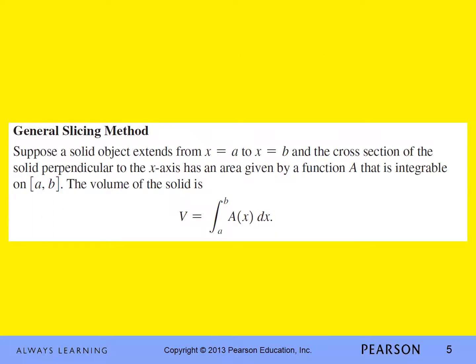And so here's a formula for the general slicing method. It's not any particular kind of solid, but it is a general solid. A solid object extends from x equals a to x equals b. The cross section of the solid perpendicular to the x-axis has an area given by a function A. That's usually the hard part, trying to find that function A. A is integrable on the closed interval [a, b]. The volume of the solid is the integral from a to b of A of x dx. And it just makes sense that that would be the case. We just saw why that was.